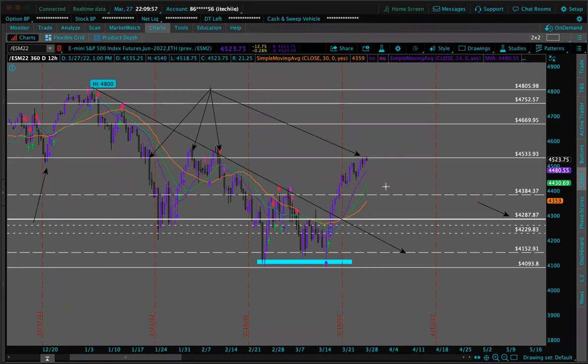If anything, you have 44.80, which is your 14 SMA. You have your 20 SMA, which is 44.30. And then you have your 30 SMA, which will line up around 43.84, or rounding to the quarter, 43.84.25. So this would be your next support if price does retest.